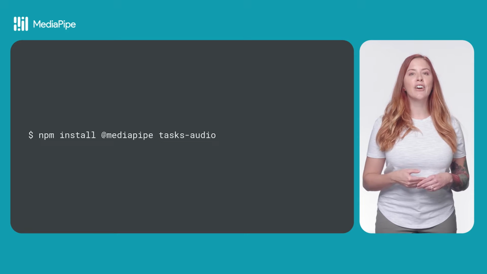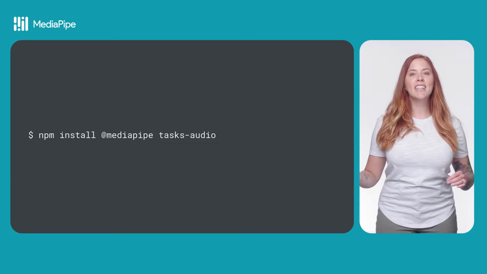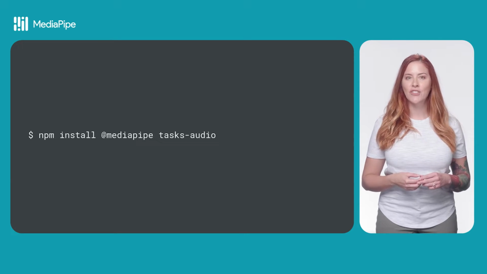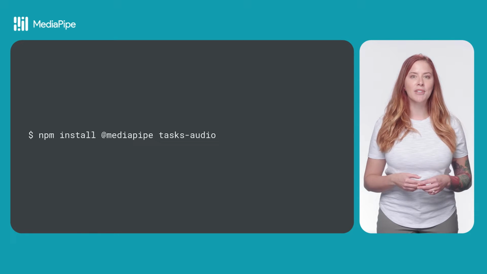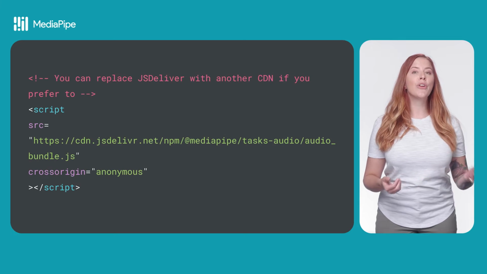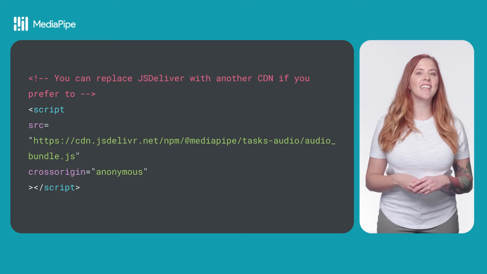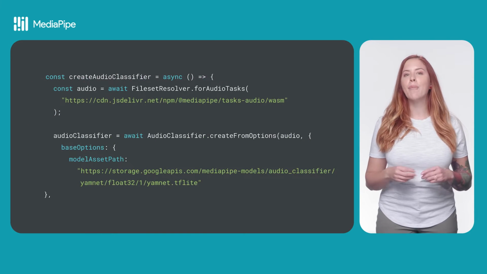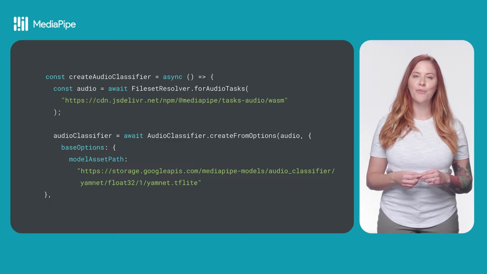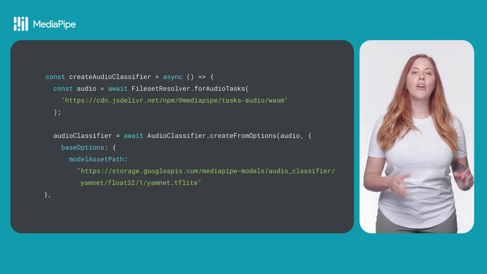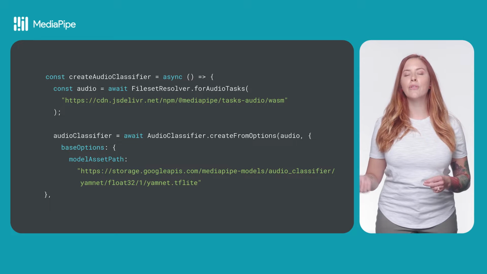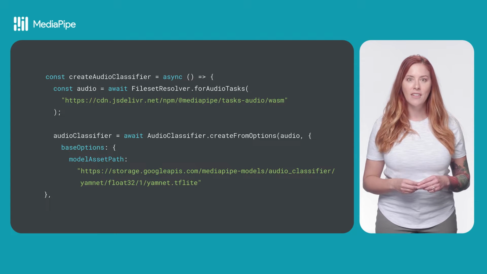Once you're ready to add audio classification to your app, install the task's audio package. You can download the package using NPM and use a JavaScript compilation tool like Webpack, or you can import the package using a CDN. With the required package installed, we're ready to initialize the audio classifier. Here we have a function, createAudioClassifier. First, we configure our WASM binary loading using the FilesetResolver for audio tasks method.